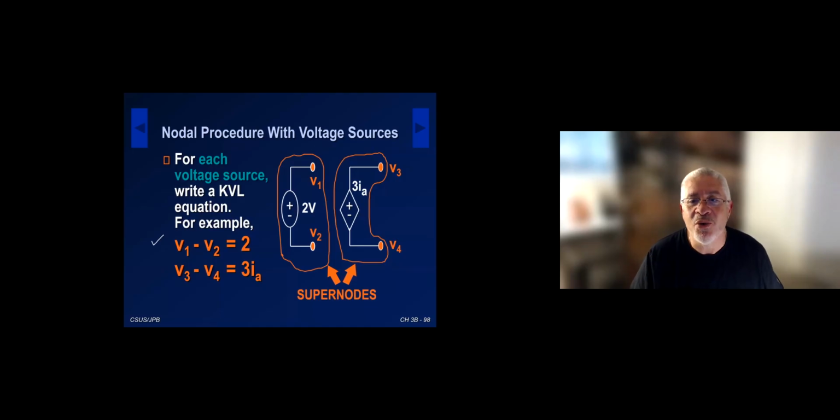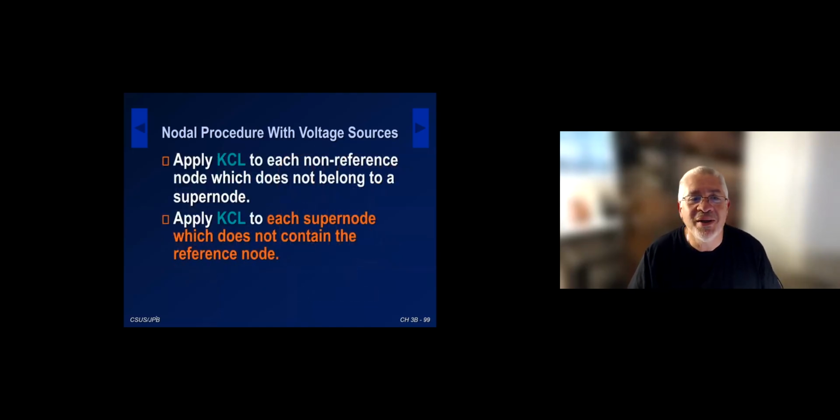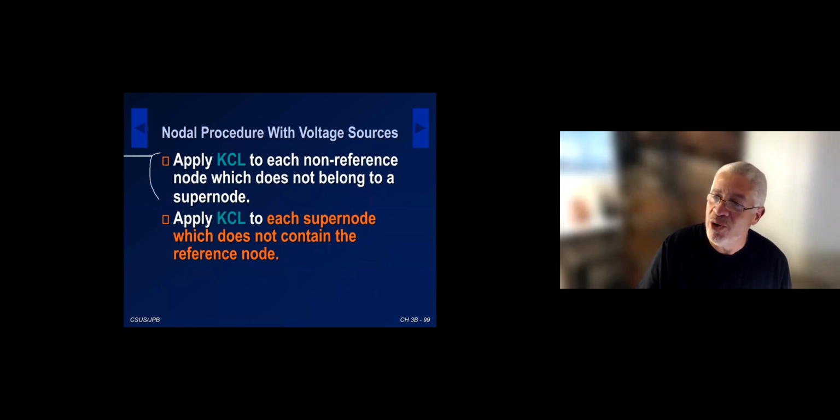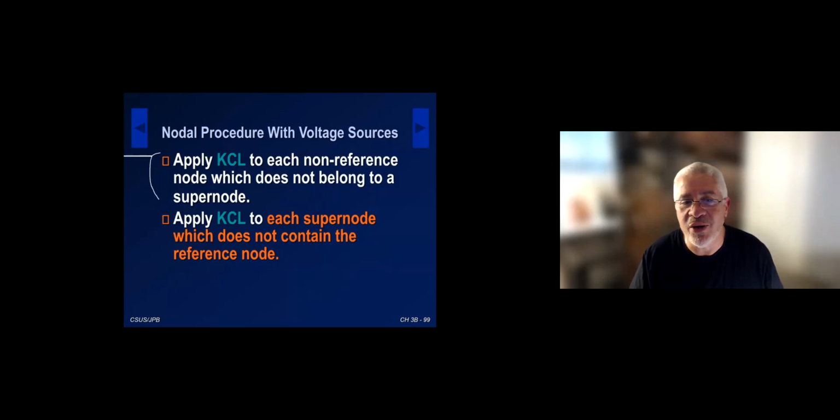Okay. The rest of the problem is somewhat similar. So the next step, we're going to apply KCL at each node that is not the reference node and doesn't belong to a supernode. In fact, many times I'm going to talk about what's called a regular node, and I'm going to ask you, do we have a regular node in the circuit? I'm going to define a regular node as a node that is not the reference node and is not connected to a voltage source. And the reason I'm doing that is so that we can apply KCL. This is the kind of node we had before. We apply KCL at each of those nodes, okay?